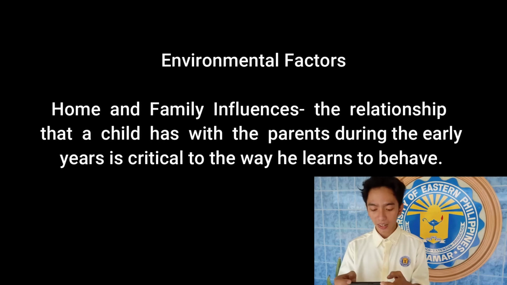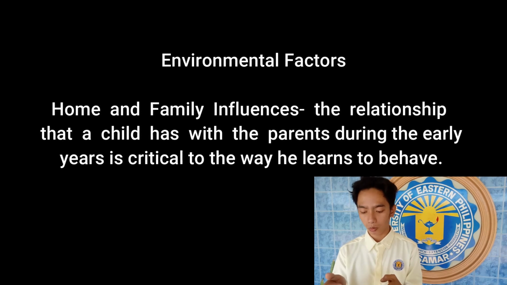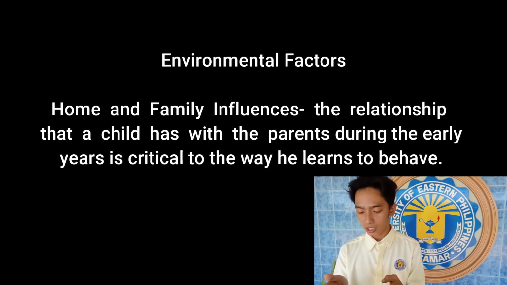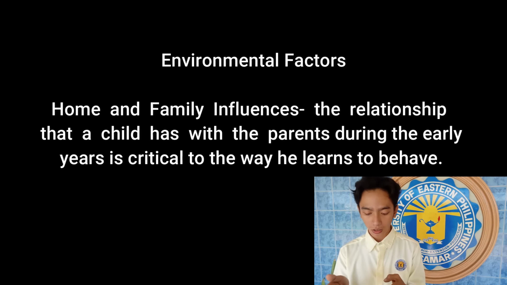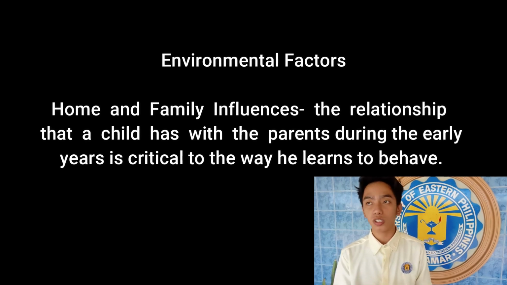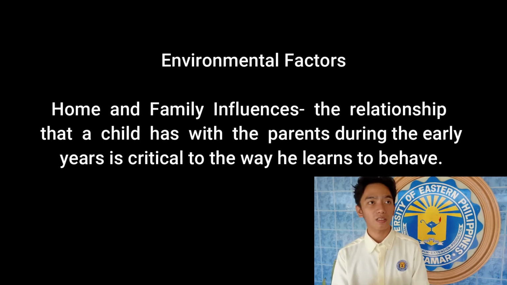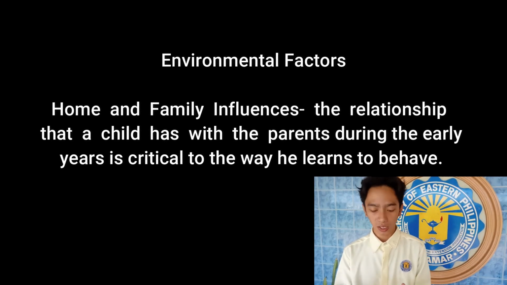About environmental factors, there are two factors, which are home and family influence. The relationship that a child has with the parents during the early years is critical to the way he learns to behave. So this is about the behaviors of the child, where the parents guide their children to have good manners or discipline.